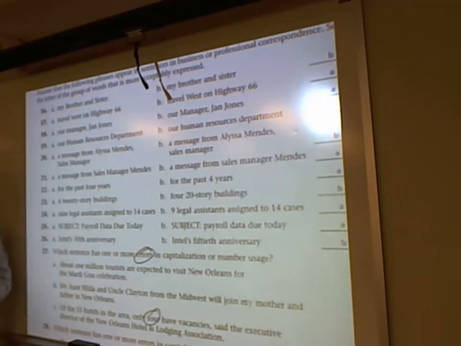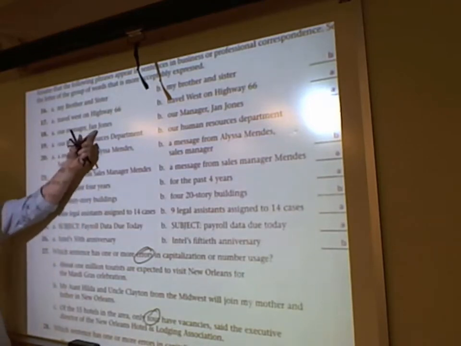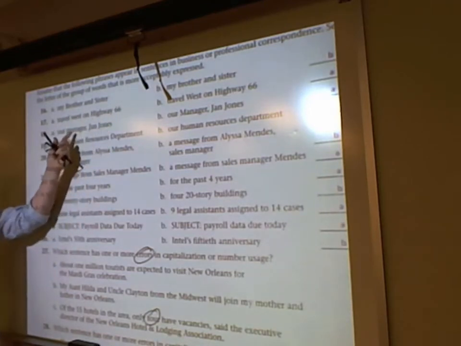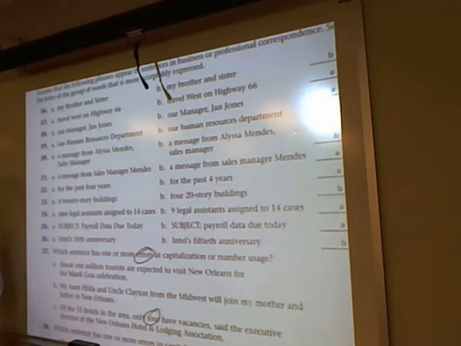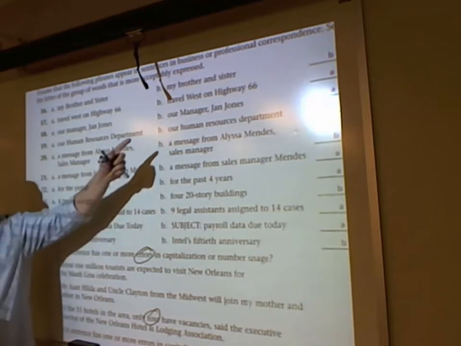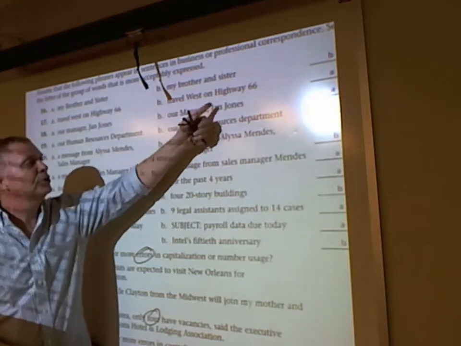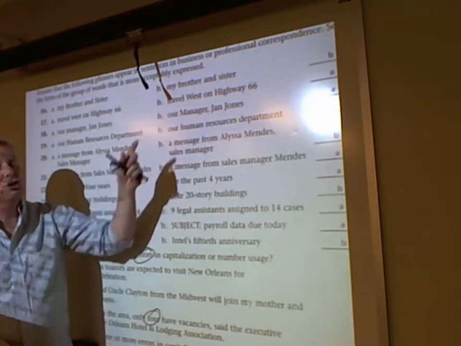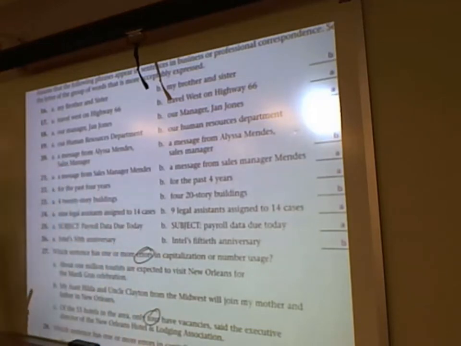Our manager, Jan Jones, since Jan Jones is the appositive renaming manager and manager's not capitalized, letter A is correct. See, there's a comma that separates manager from Jan Jones, so that makes manager lowercase. So B is not the correct answer, letter A is. Our human resources department, that's a specific department in an organization, and it should be capitalized. So letter A is your correct answer.